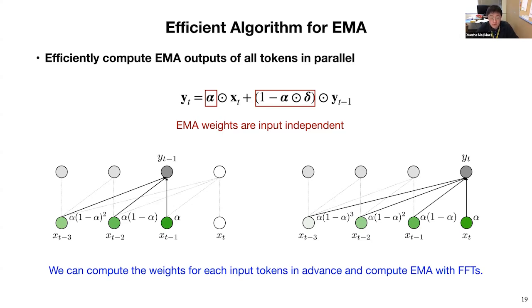So here I want to say that EMA is like... Question from the audience: Sorry, question. Are alpha and delta scalars or vectors? Vectors. For each input dimension of x_t, it is a number, but because our input has multiple dimensions, each dimension has a different alpha. Thank you.